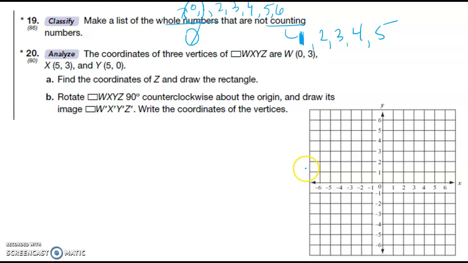All right, coordinates of the vertices of this. Let's see. So we have 0, 3. We have 5, 3. I did something wrong. 0, 3 is up here. Let me erase that.